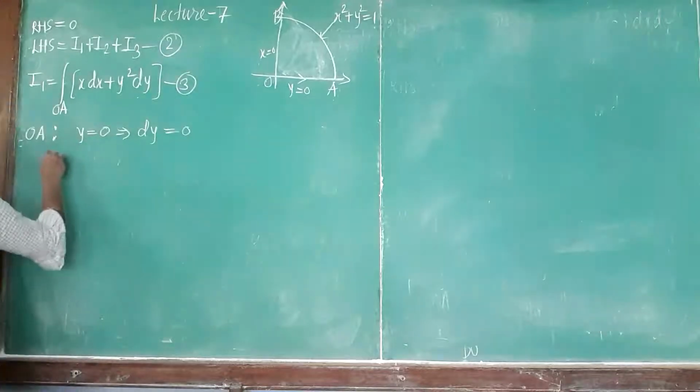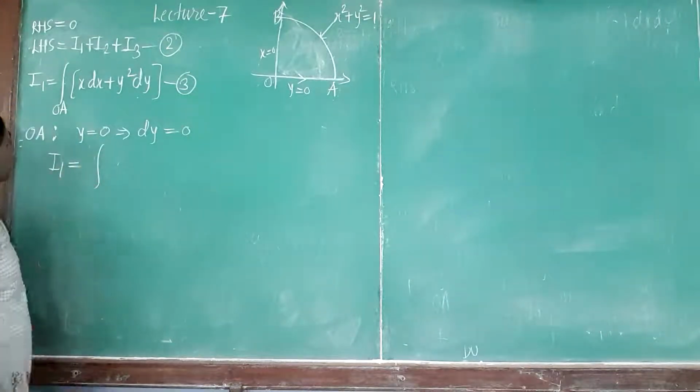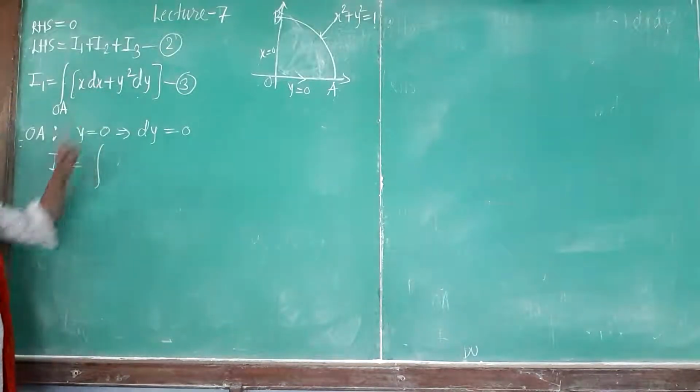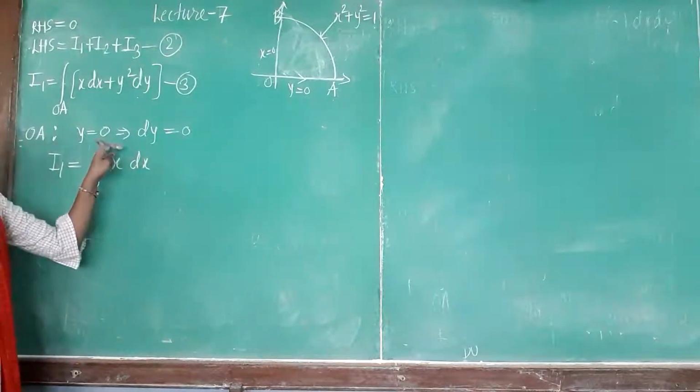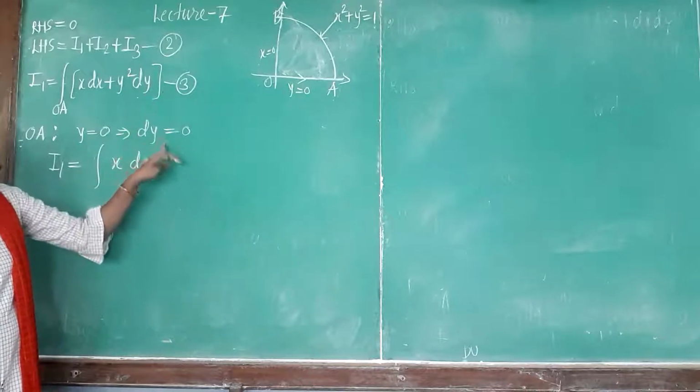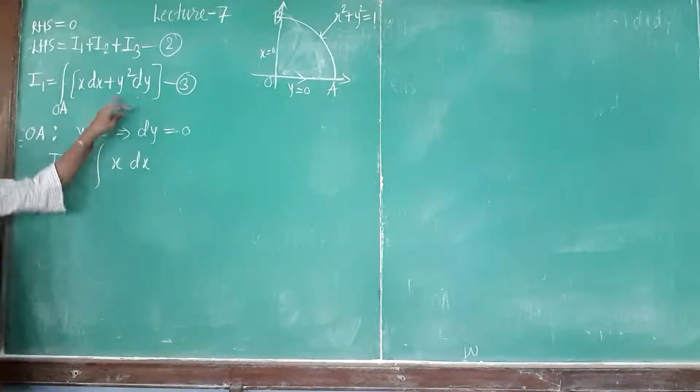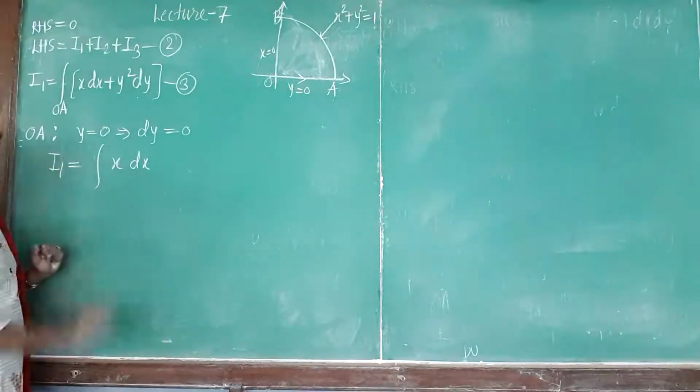So I1 is equal to the integration of x dx. Here y is 0 and dy is also 0, so y square into dy vanishes. So the remaining term is only x dx.